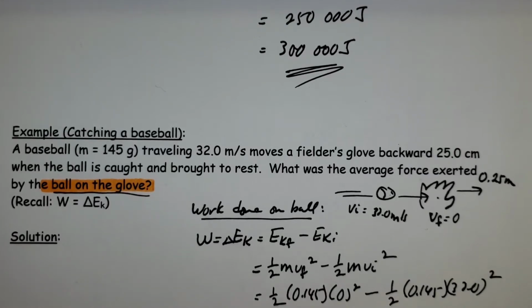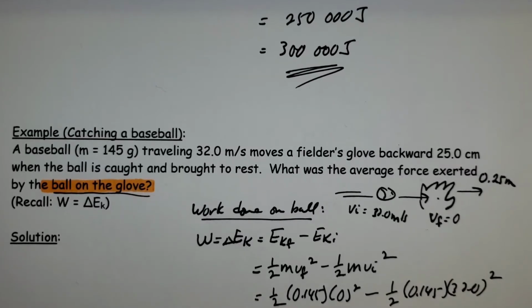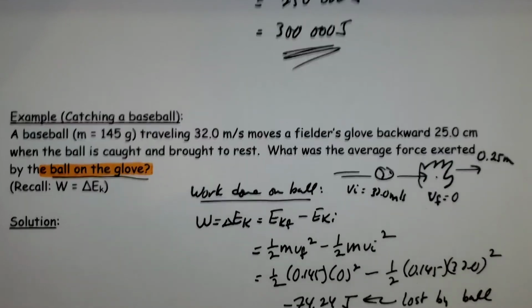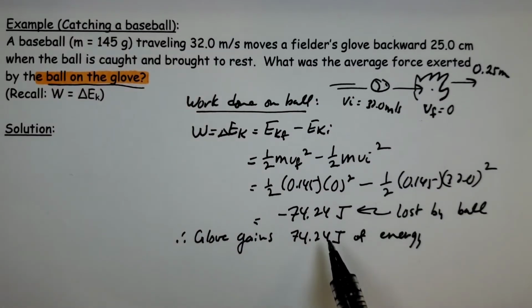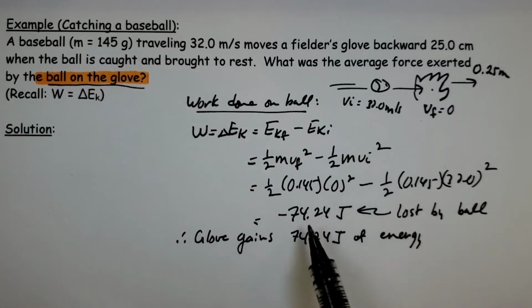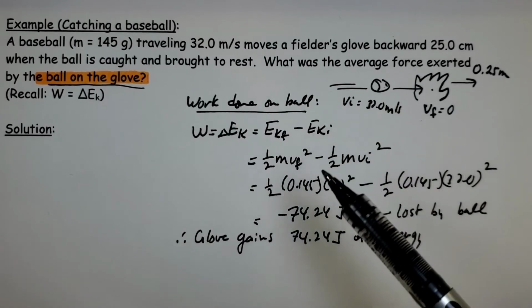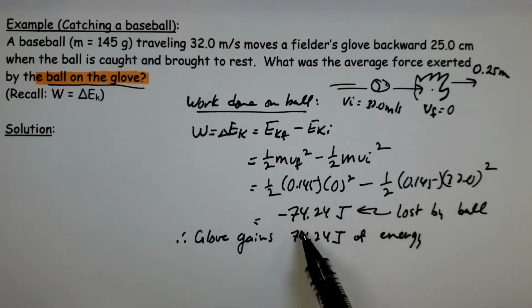Therefore, the glove gains 74.24 joules of energy. Whoops, I guess I should actually move this up so you can see what I'm writing. So over here, the ball lost 74.24 joules. So that's very similar to the hammer. The hammer losing energy as it hits a nail. Therefore, that energy must have been transferred to the glove, and the glove is gaining that energy.